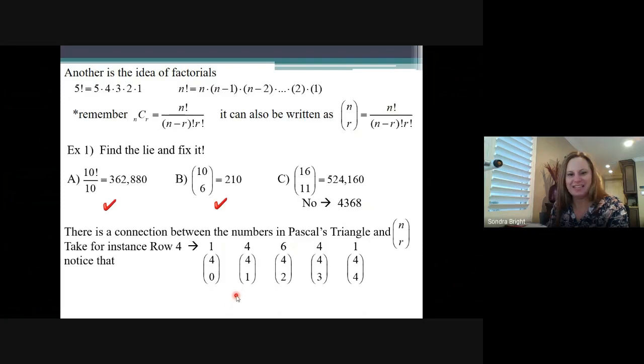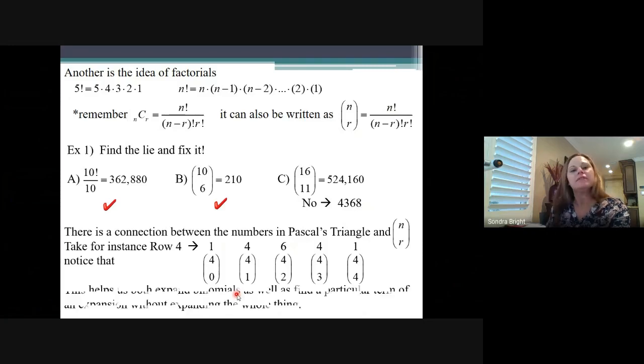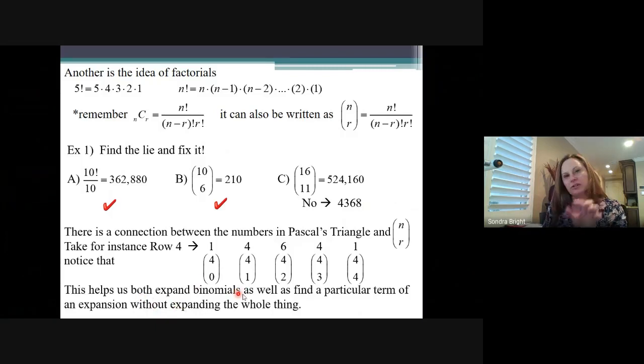Isn't that lovely? And so this is actually going to help us expand binomials, as well as just find one particular term in the expansion without expanding the whole thing. So we're going to use this fact, and more what I end up showing is this n factorial over n minus r factorial, but the choose notation will work out the same way.